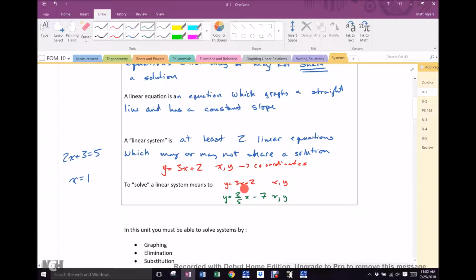Now, if it's a system and they're grouped together, then what do we know about that x and that x? They must be the same. And that y must be the same. Because if the x and y is on this line, and it's on this line, it is an x and a y that works in both. Therefore, it is the solution. Everybody good? Good.